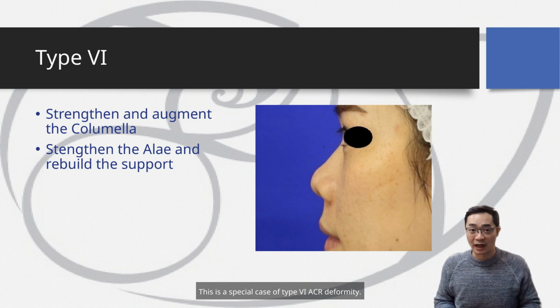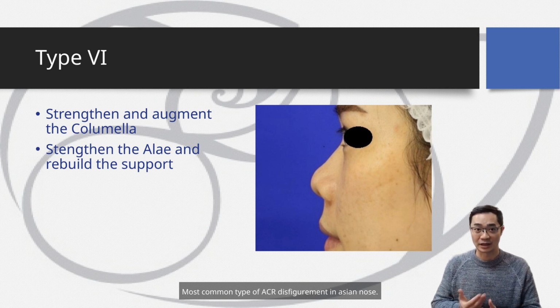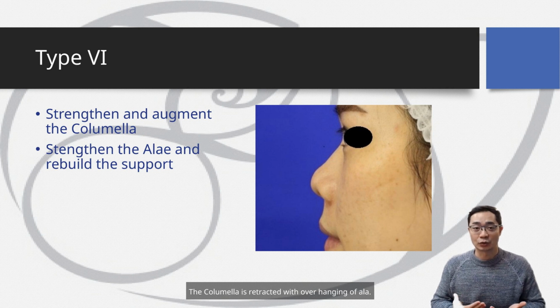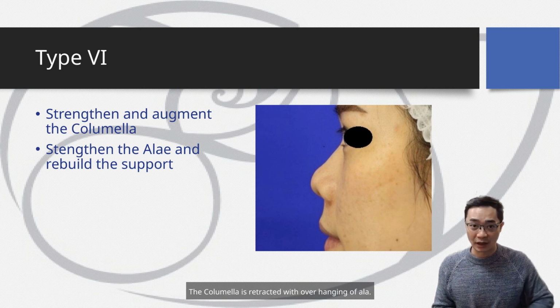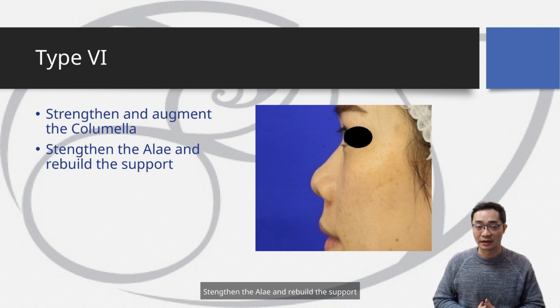This is a special case of type 6 ACR deformity, the most common type of ACR disfigurement in the Asian nose. The columella is retracted with overhanging of the alar. We used COG thread to strengthen and augment the columella, strengthen the alar, and rebuild the support.